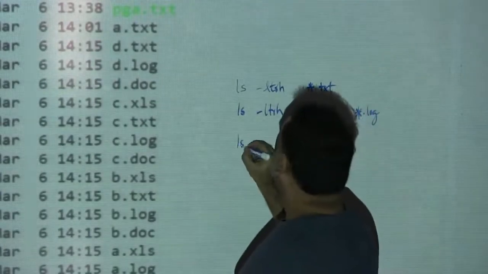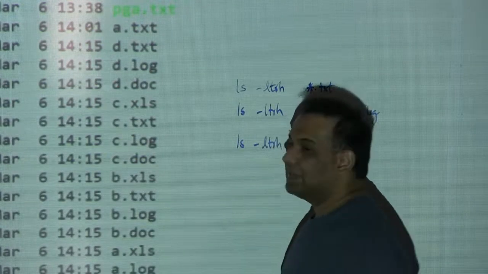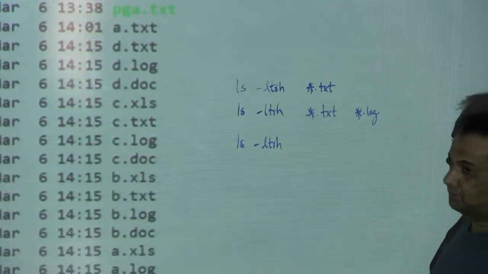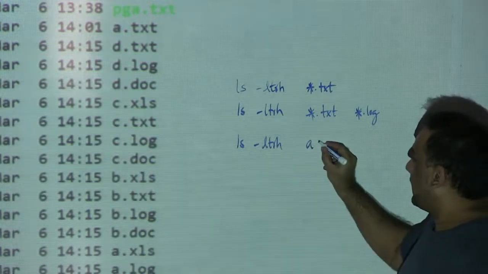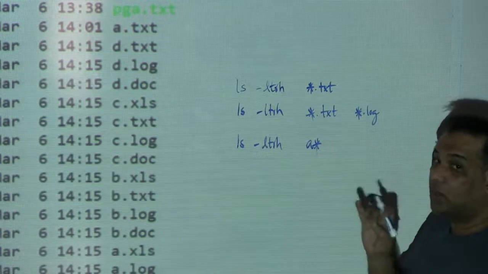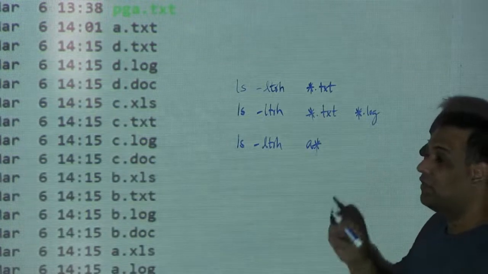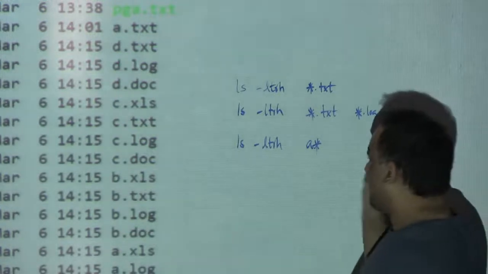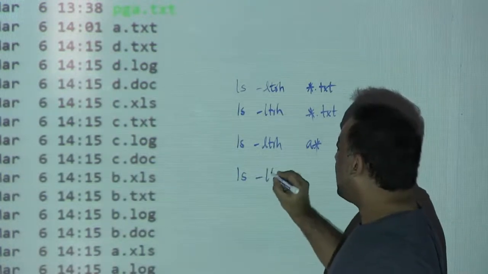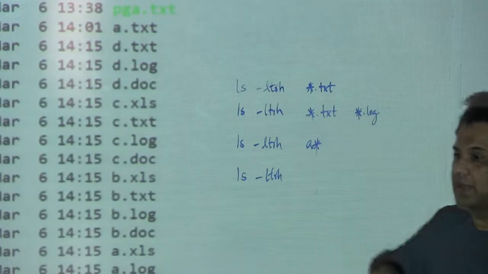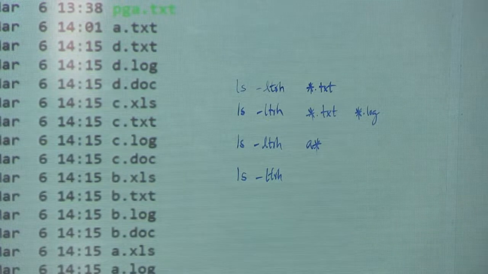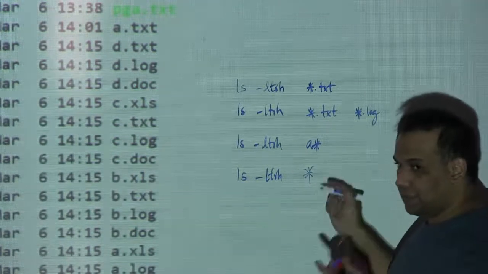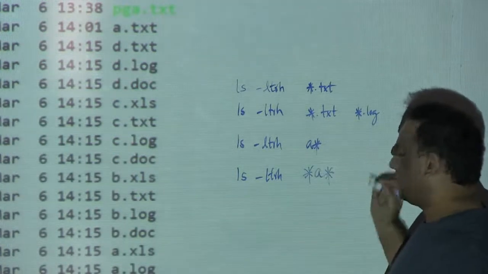Now if I have ls minus ltrh, any file that starts with a, how do I do that? a asterisk, right? I'm not saying dot, I'm saying my condition is any file that starts with a. So any file that has a in it, it can be in the beginning, it can be in the end, or it can be in the center. How can I do that? Star, that means it can begin with anything as long as it has a in it.